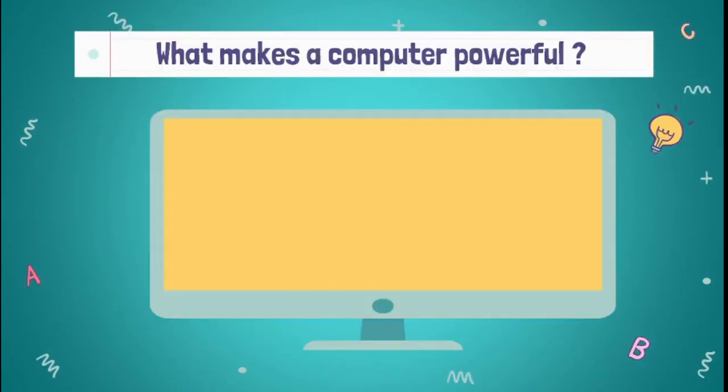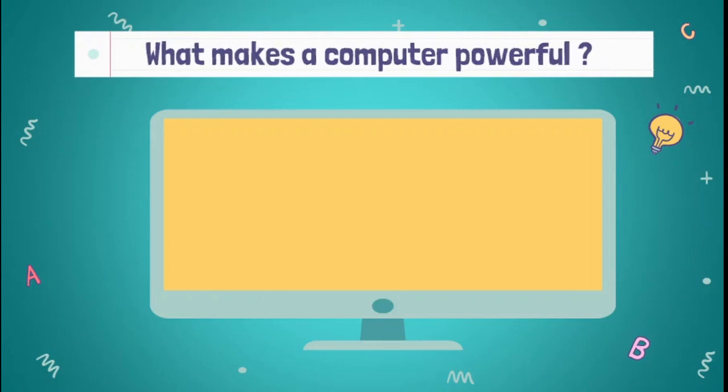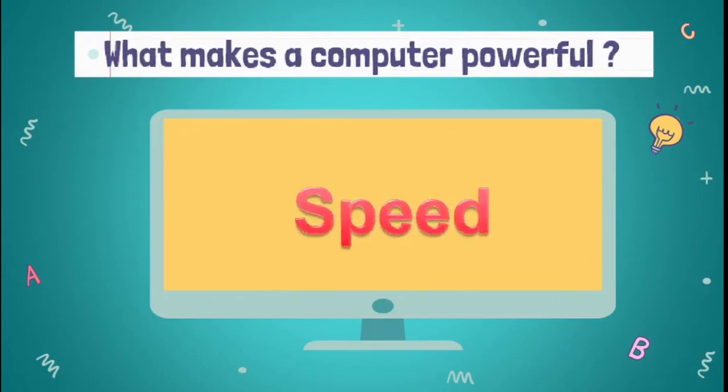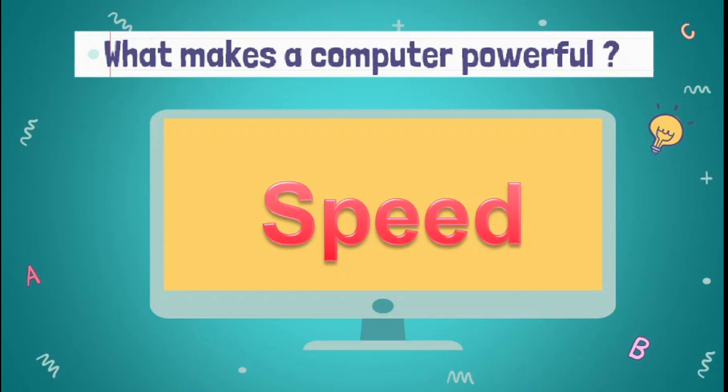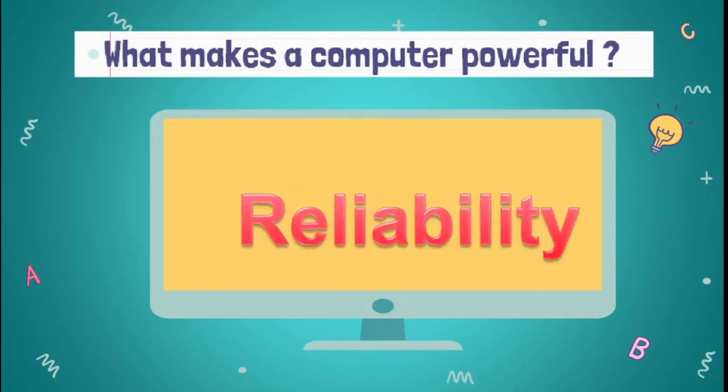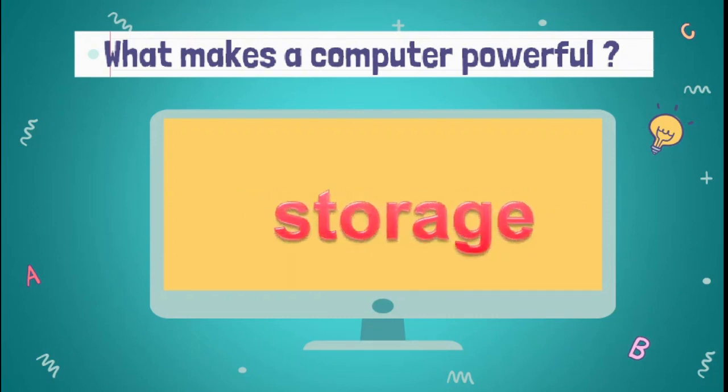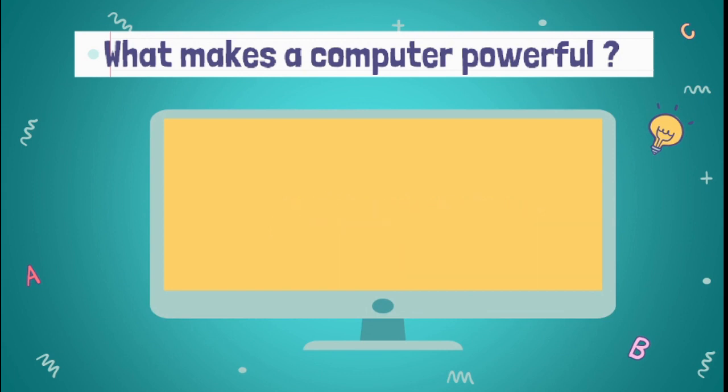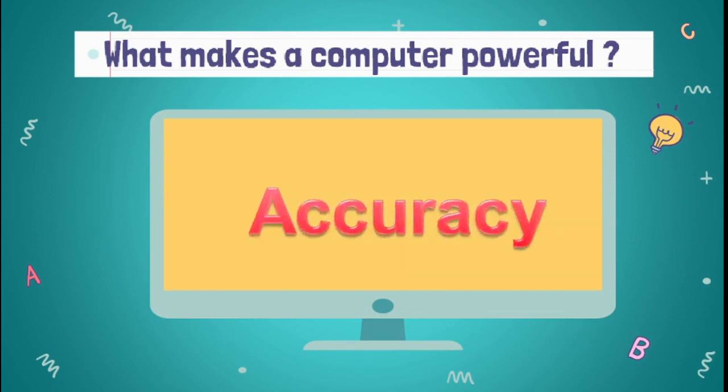Computer has some wonderful features that we will discuss one by one. First one is speed. A computer works very fast and can do a large number of calculations quickly. Second one is reliability. Computers are quite reliable. They do not make any mistake. Third one is storage. A computer can store a large amount of data which can be used anytime.